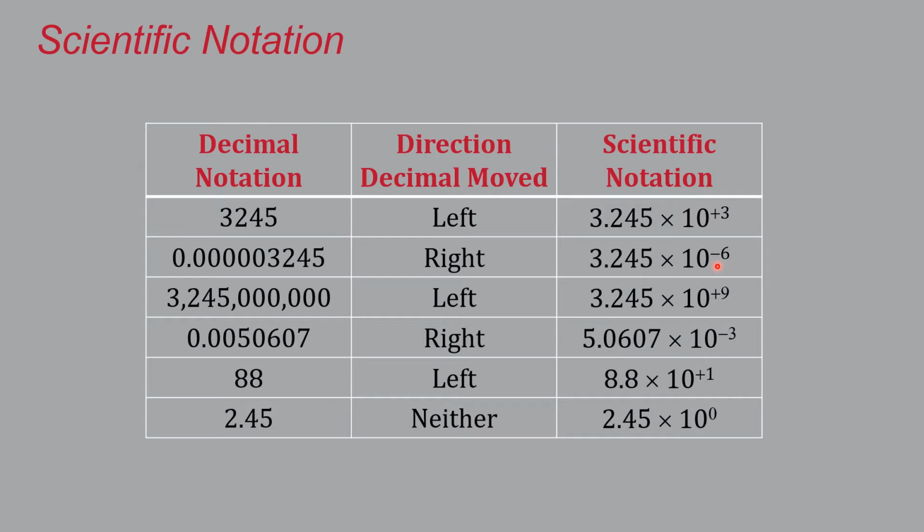Now I will leave it to you on your own to make sure you can replicate the other ones as well. Let's do one more. This very large number here, let's say this would be 3,245,000,000, bunch of zeros. Here we're looking at moving the decimal place 1, 2, 3, 4, 5, 6, 7, 8, 9 places to the left. So it's going to be 3.245 times 10 to the positive 9th. Make sure you get to the other ones, so you can replicate those. If you can do all of these on your own, you're in pretty good shape.